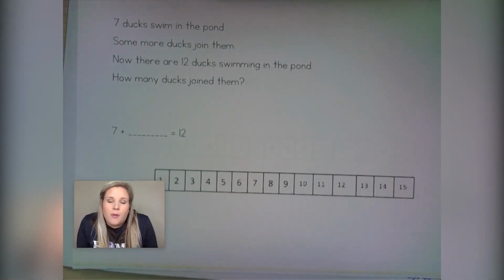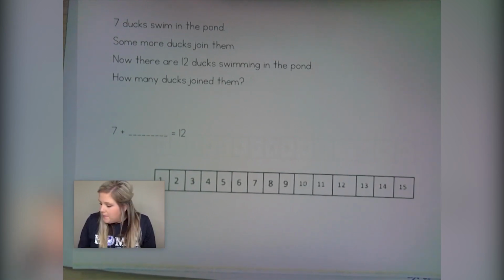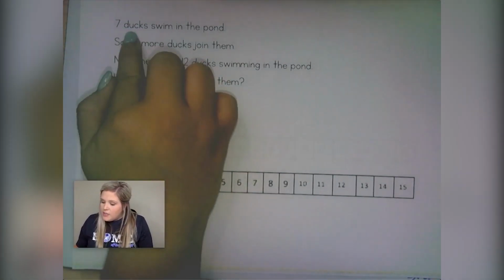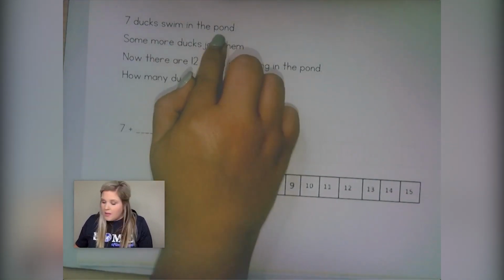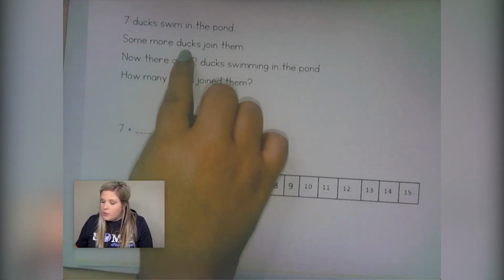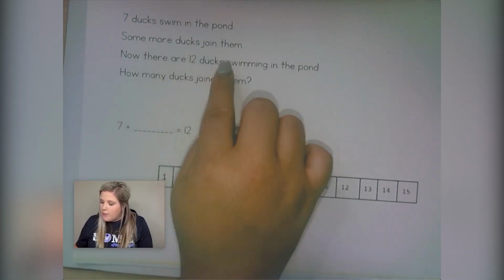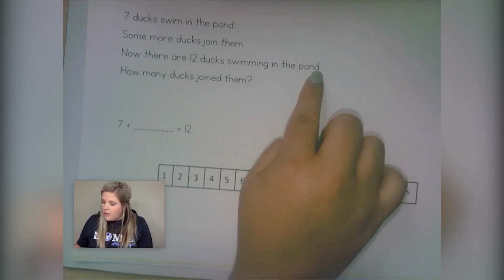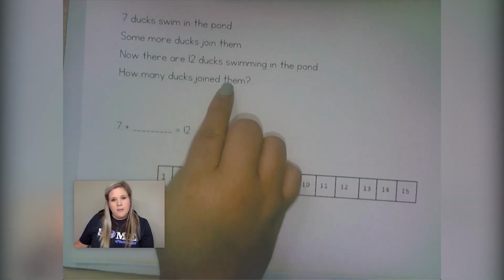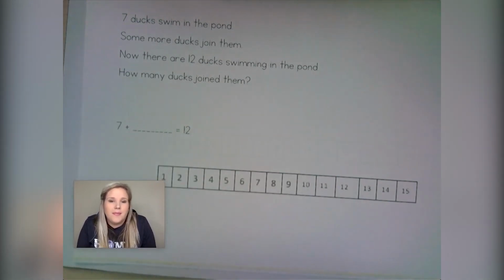I'm going to read the problem to you, but of course you are more than welcome to read along with me. 7 ducks swim in the pond. Some more ducks join them. Now there are 12 ducks swimming in the pond. How many ducks joined them? What tools can we use to find our missing number?